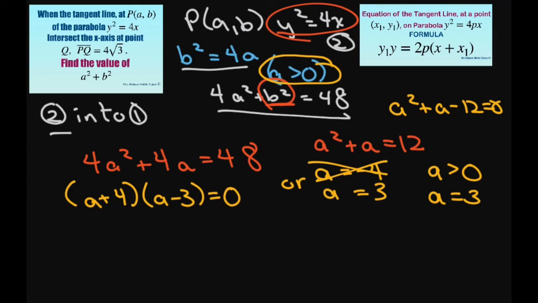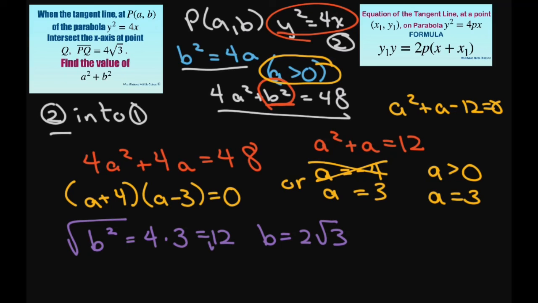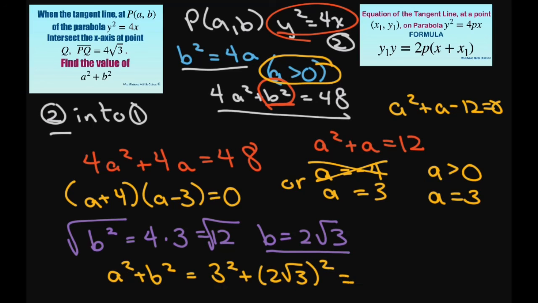So now we have b squared equals 4 times 3, which equals 12. And therefore b equals 2 square root of 3. So you take the square root of both sides here, you get 2 square root of 3. Therefore, when you're adding a squared plus b squared, you're going to get 3 squared plus (2 square root of 3) squared. This is going to be 9 plus 12, and this equals 21. And that is your final value.